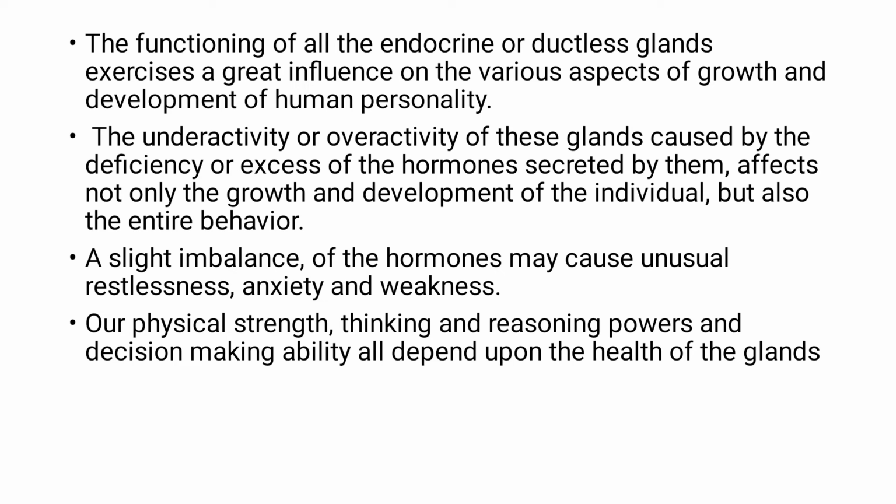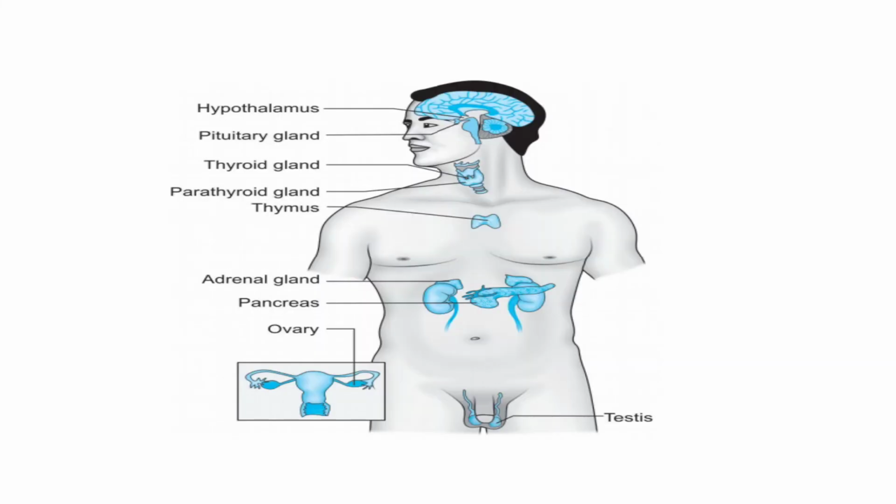Next, a slight imbalance of the hormones can cause unusual restlessness, anxiety and weakness of the person. Our personal strength, thinking and reasoning, everything depends on the normal functioning of the glands. See the major glands that are present: hypothalamus, pituitary gland, thyroid gland, and the parathyroid gland and thyroid gland in the neck, thymus gland which is present in children. In later stages it will not perform. So children derive their main immunity from the thymus gland, adrenal gland, pancreas, ovary, then testes, everything.